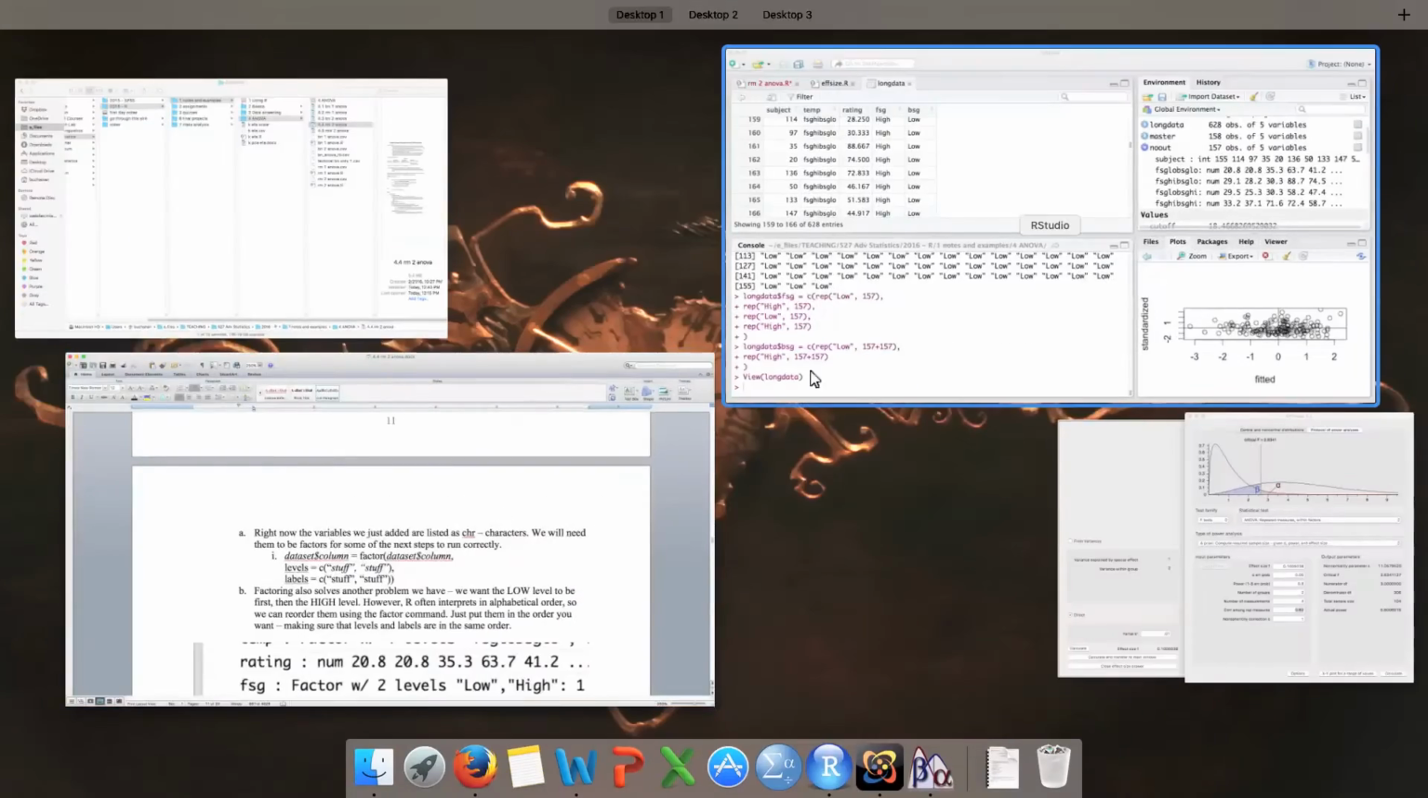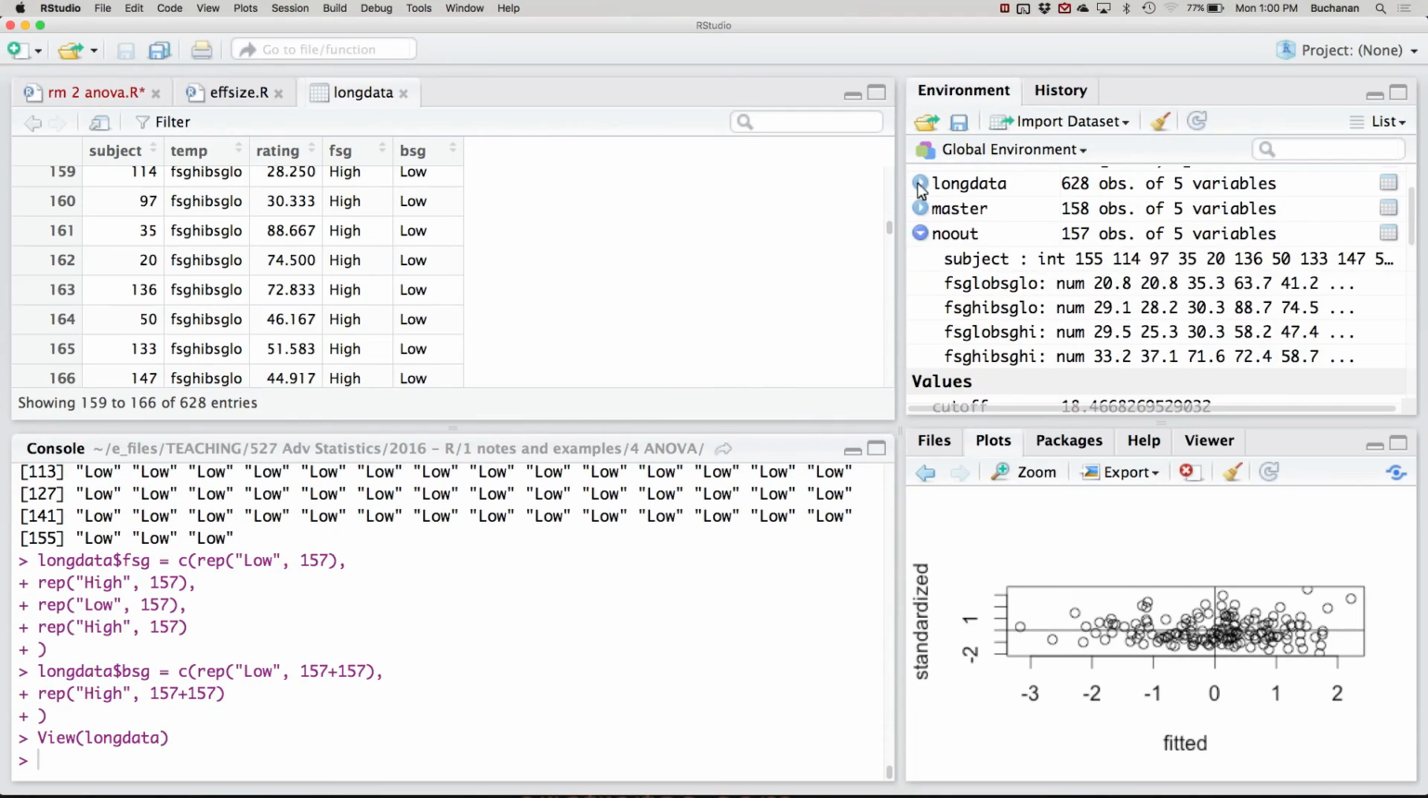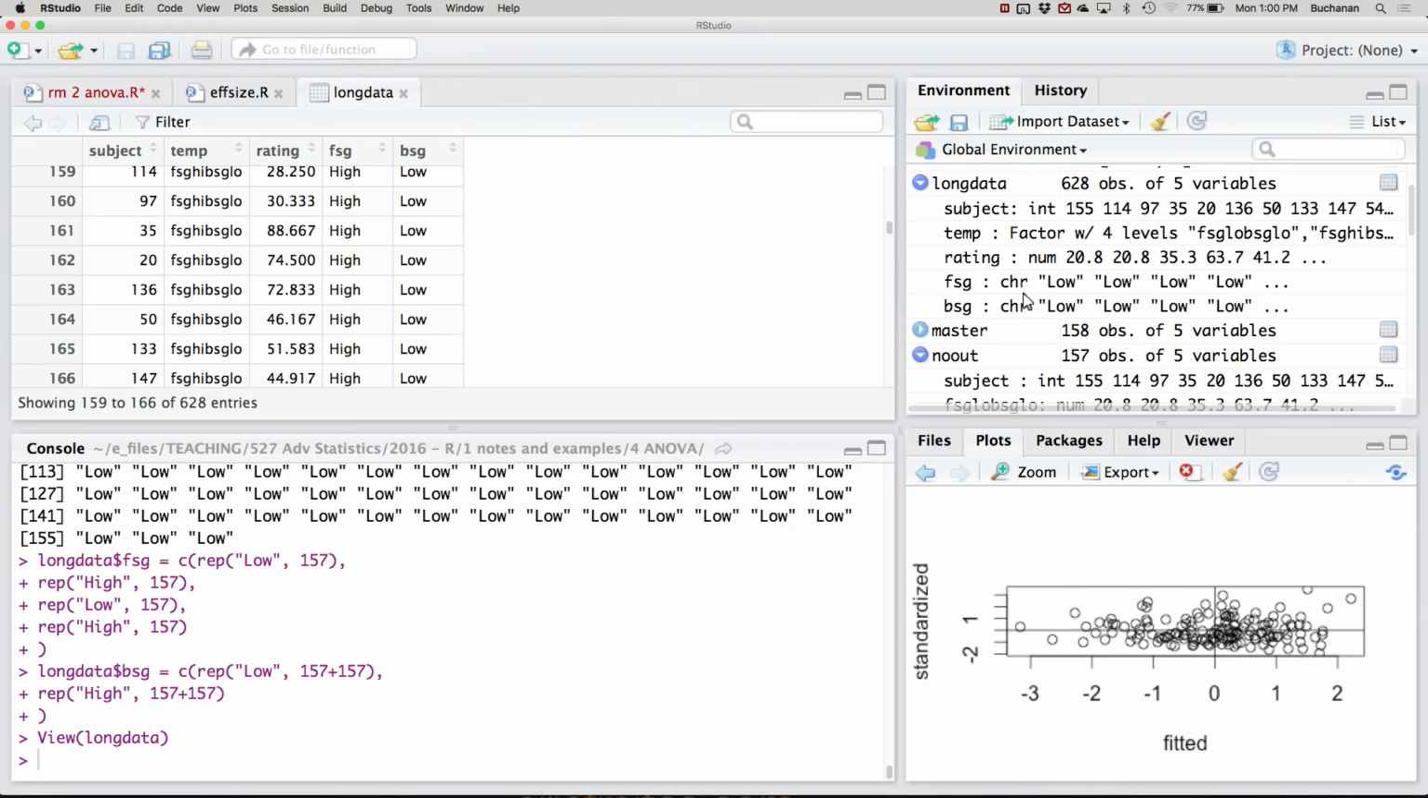Alright. Now, right now, the variables are characters. So if I look at long data, it says FSGCHR. That stands for character. I would need it to be a factor. You don't need it to be a factor for the ANOVA part to run, although it will be happier if you do. But when you get to the graph, if ggplot, I can imagine it barfing. That's what it does when it's not factored. It just gives you an error.